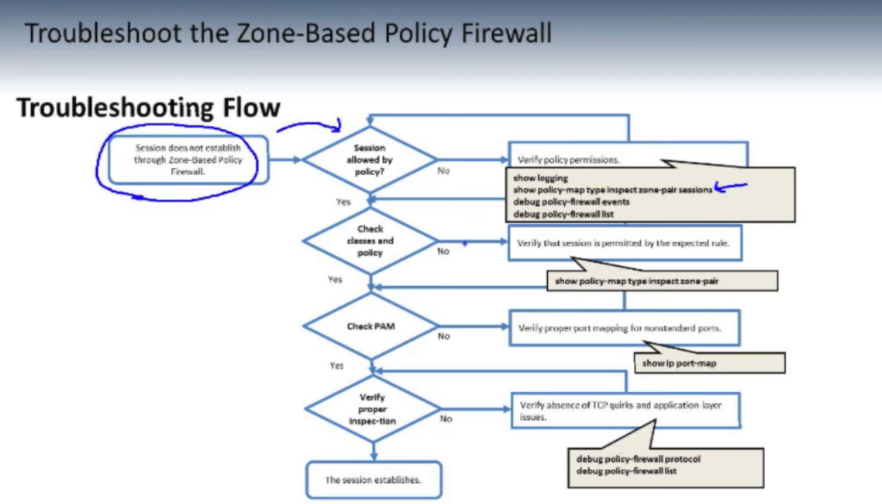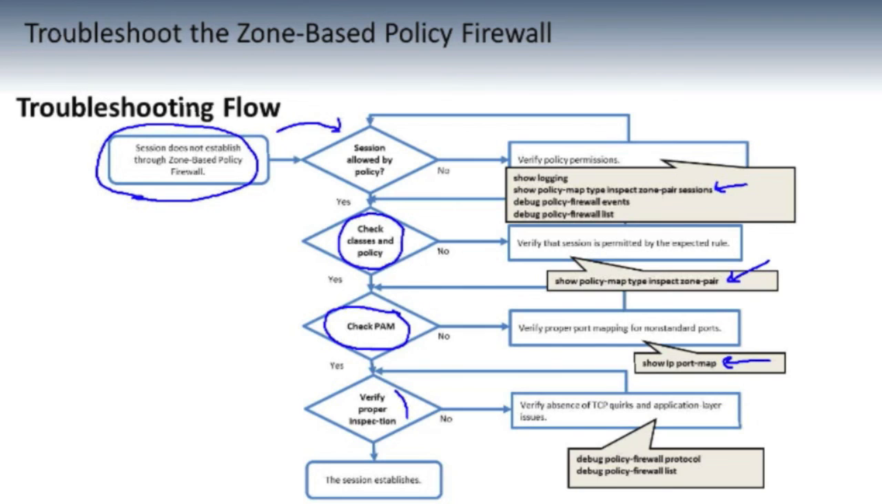If we are, okay, check our classes and the policy itself. Show policy-map type inspect zone-pair. Once again, awesome for this. Do we have the appropriate port application mappings in place? Maybe we're using a customized port that our router doesn't know about. Show ip port-map is going to be our money command to check that.